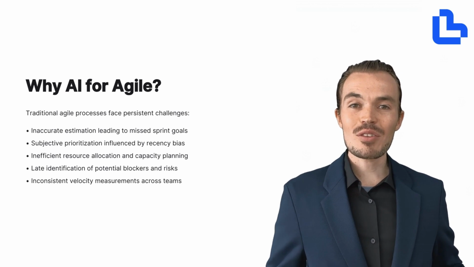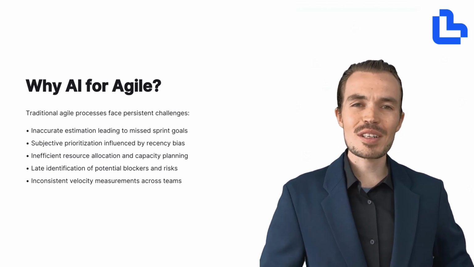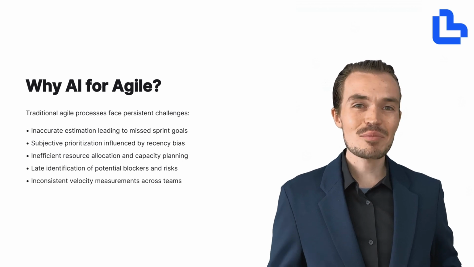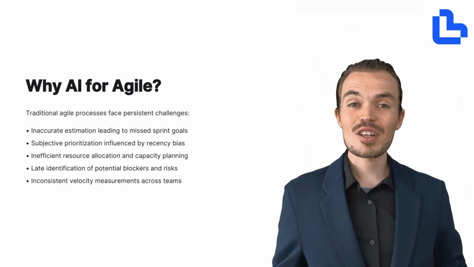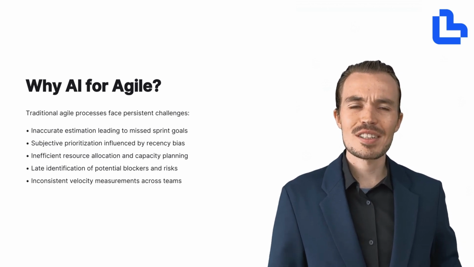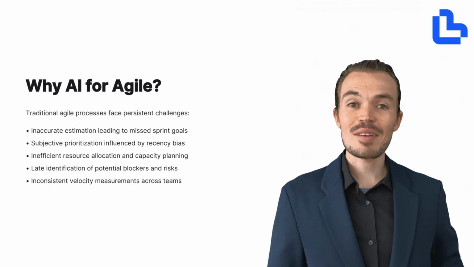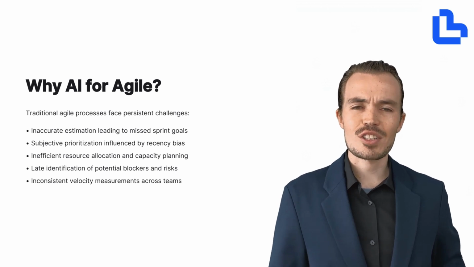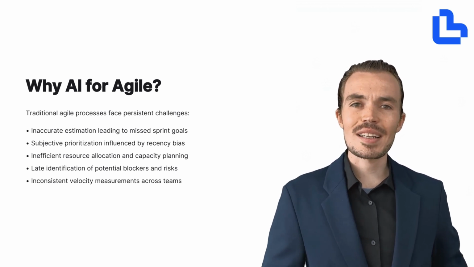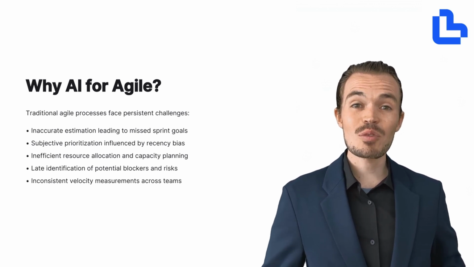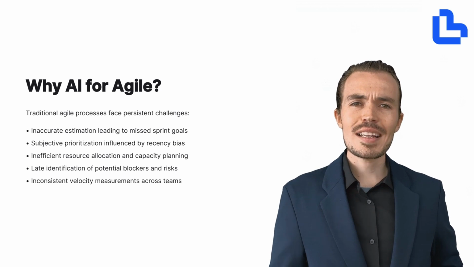Why should we bring artificial intelligence into our Agile processes? The truth is, even the most experienced Agile teams face persistent challenges. Estimations are often inaccurate, leading to missed sprint goals and frustrated stakeholders. Prioritization can be subjective, influenced by recency bias or the loudest voice in the room, rather than data driven decision making. Resource allocation and capacity planning are frequently inefficient, resulting in overburdened developers or underutilized talent.